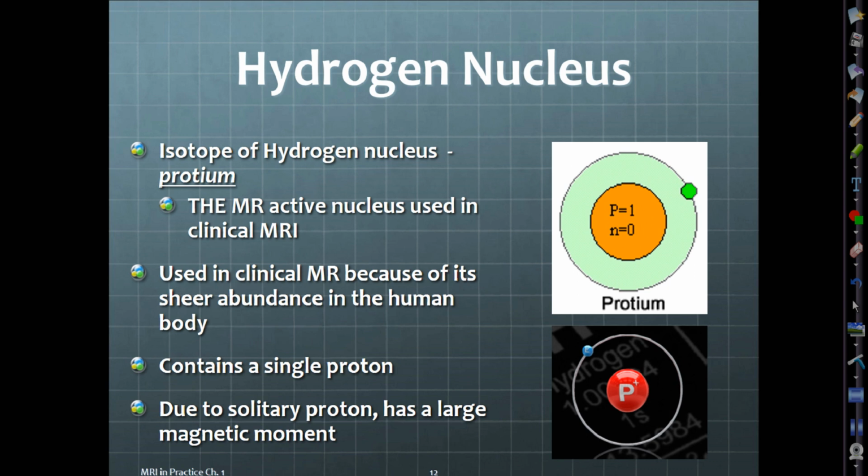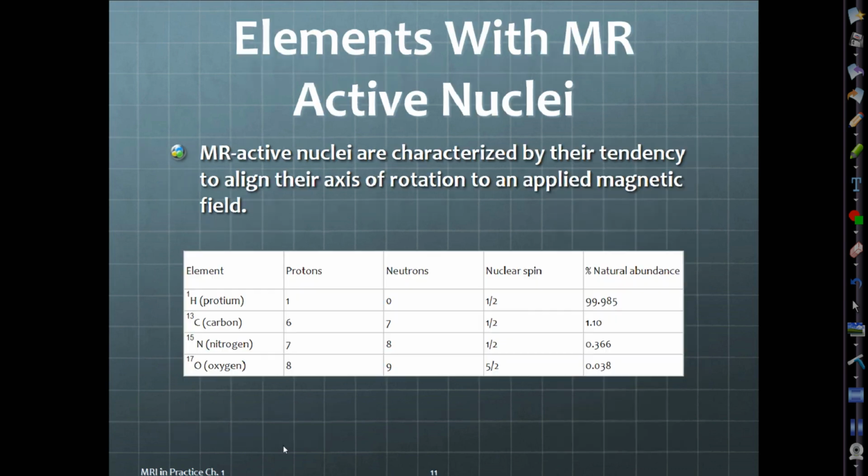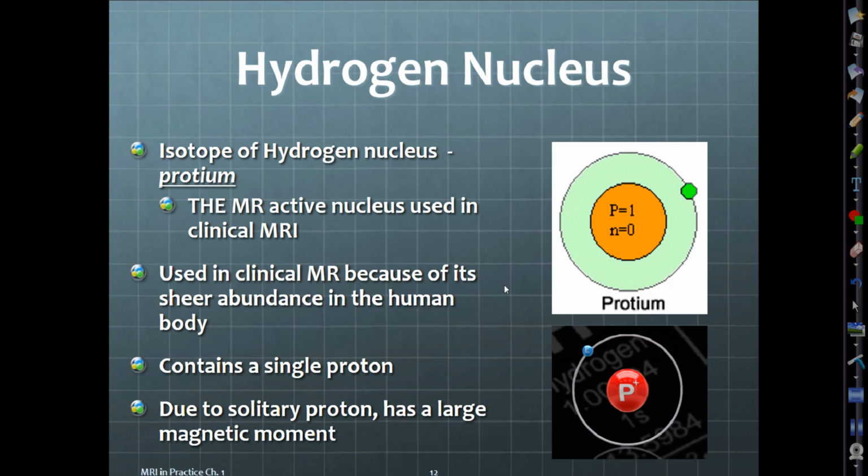All right, so this isotope of hydrogen that I keep talking about has a name, and that name is protium. Just make sure you know that isotope name, because that will definitely be a registry type question. Protium, isotope of hydrogen. And once again, due to its solitary proton, it has a large magnetic moment, and that corresponds with this integral value. So a large magnetic moment.